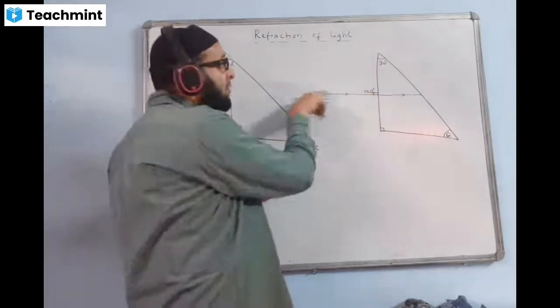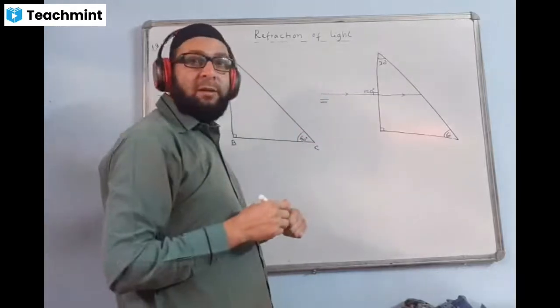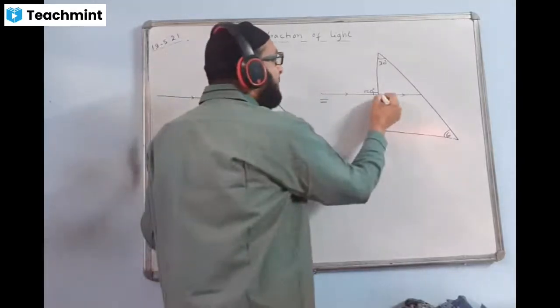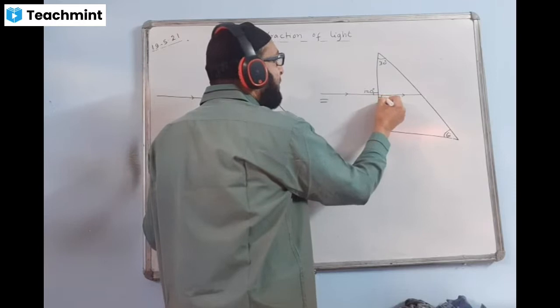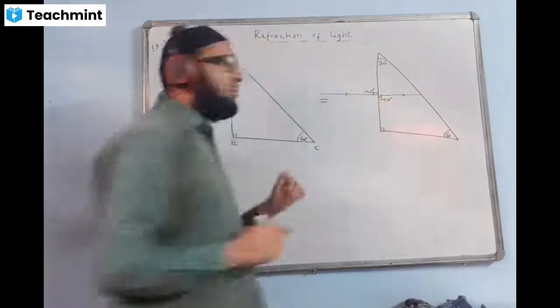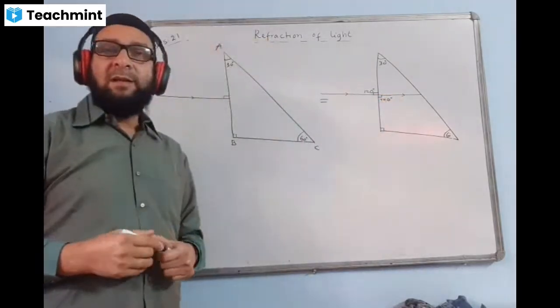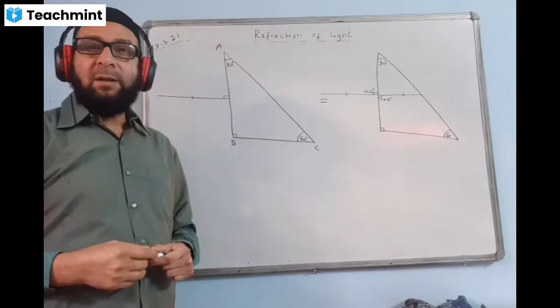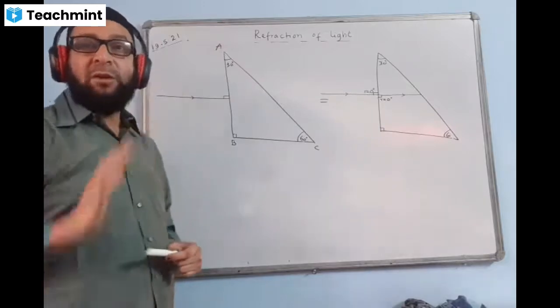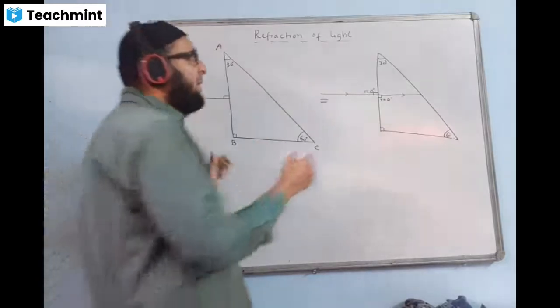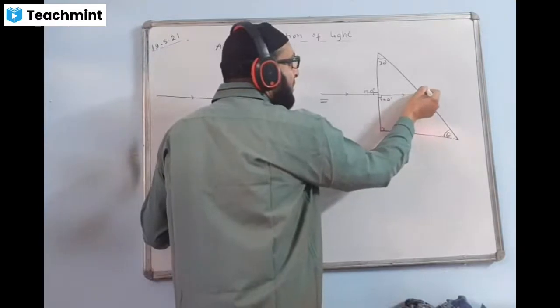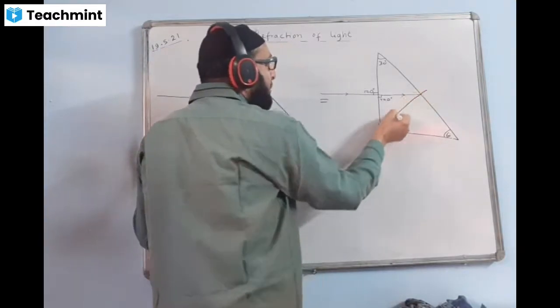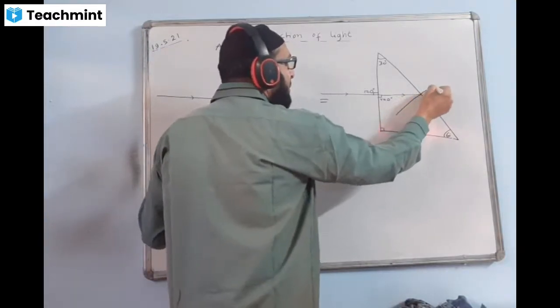The ray is coming along the normal line, so 0 degree. R will be how much then? R will also be the same. When normally incident, I and R are both equal, each equal to 0 degree. I'll write 0 degree, and I'll draw the normal here.